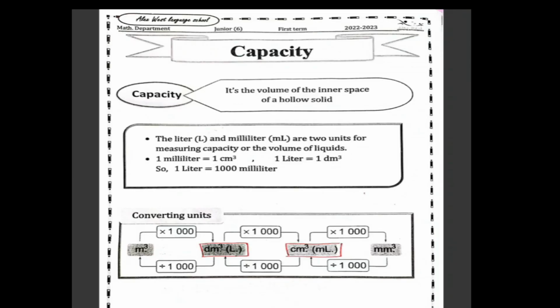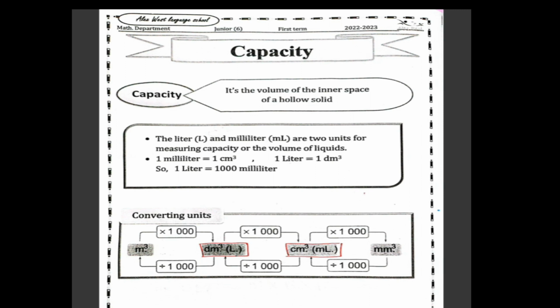In this lesson, we will be talking about capacity. Capacity is the volume of the inner space of a hollow solid, which means how many centimeter cubes the solid will hold, or how many meter cubes, or how many millimeter cubes. At first, we have to know how to convert units.